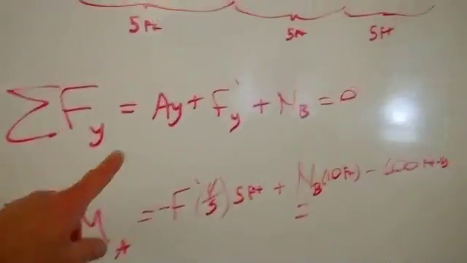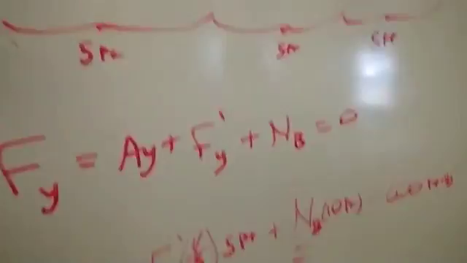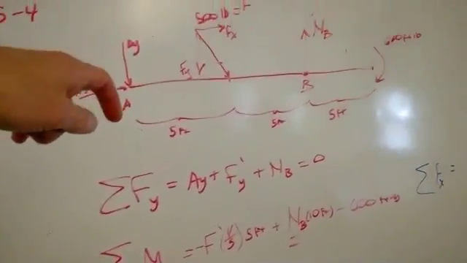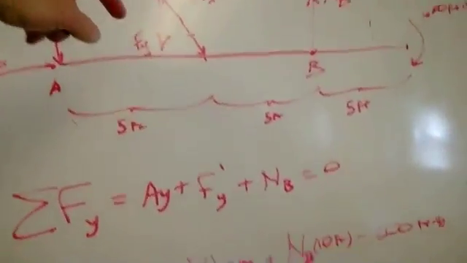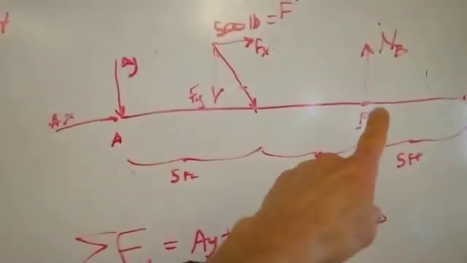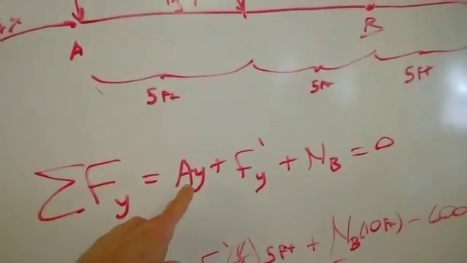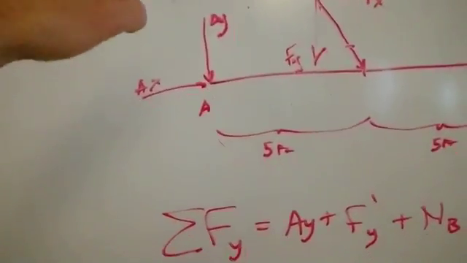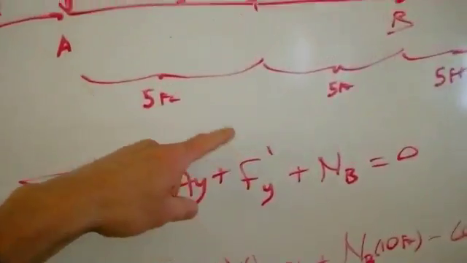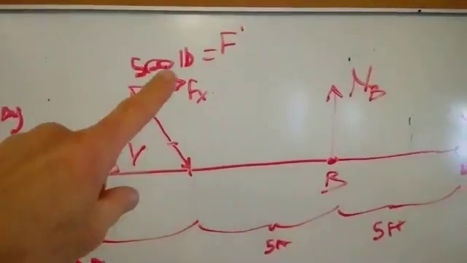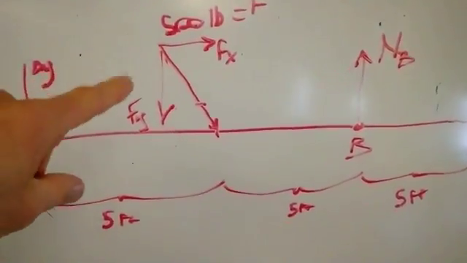Now, here's what I do. When I look at the drawings here, I see your AY is going down, and I see your FY is going down, and I see your NB is going up. See that? And I look at this equation, and it says AY, which is going down, plus Fy prime. And what is Fy prime? There's an Fy and an Fx. Oh, there's an F prime.